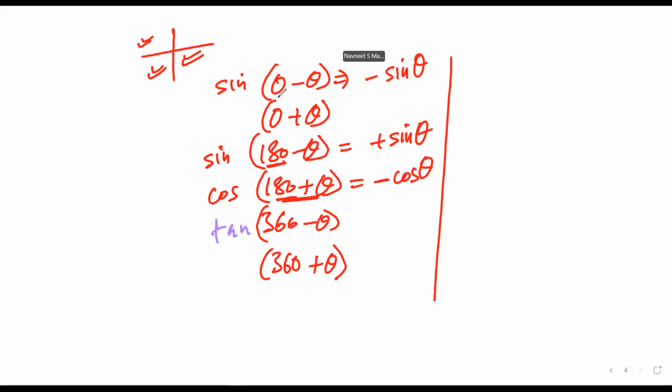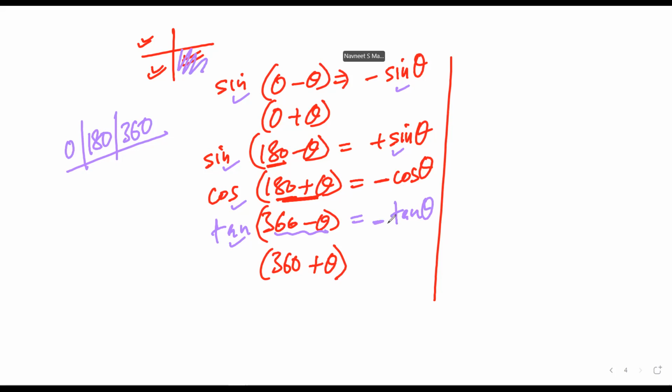Tan 360 minus theta. Whenever you see 0 plus minus theta, or 180 plus minus theta, or 360 plus minus theta, whatever is the function on the left hand side, the function would be the same on the right hand side. Don't worry about the function, just worry about the sign. So tan 360 minus theta, tan would remain tan. But 360 minus theta is in the fourth quadrant, where tan is negative. So this is negative.